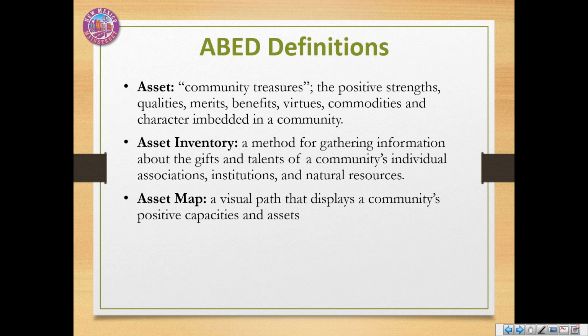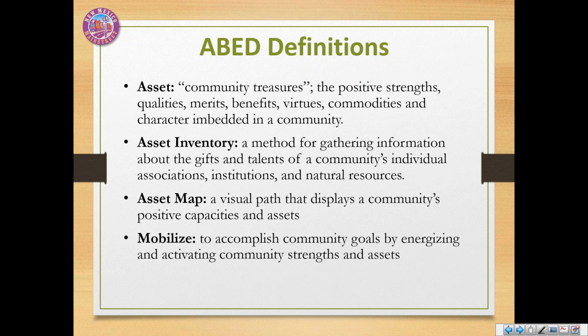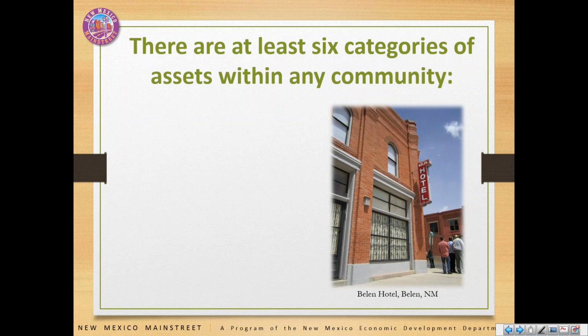An asset map is a visual path that displays all those assets and positive capacities that exist in the community. And mobilizing means that you're going to try to accomplish your community goals by energizing and activating community strengths and assets.